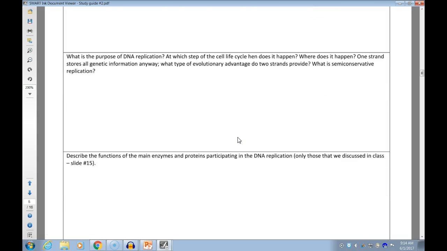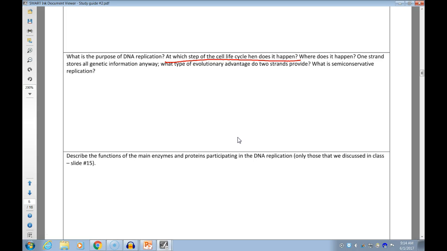Purpose of DNA replication. We pass genetic information to the next generation. At which step does it happen? What do you think? Before it. Just before cell division. In eukaryotes, it's going to be S phase between G1 and G2. In prokaryotes, before the cell is ready to divide, like a bacterial cell about to divide, it replicates DNA, and there we go, we have binary fission.